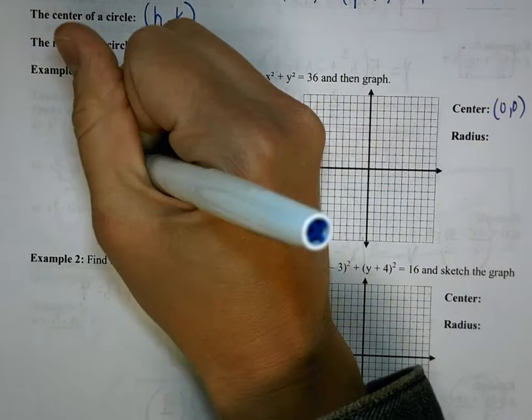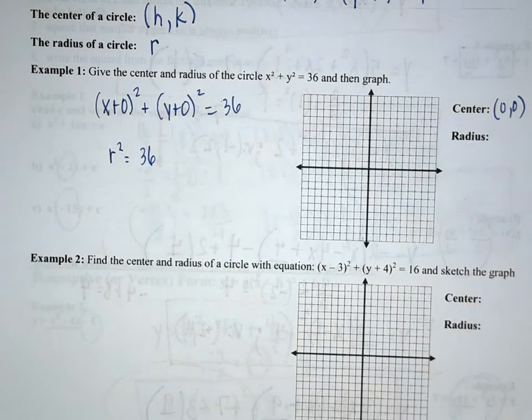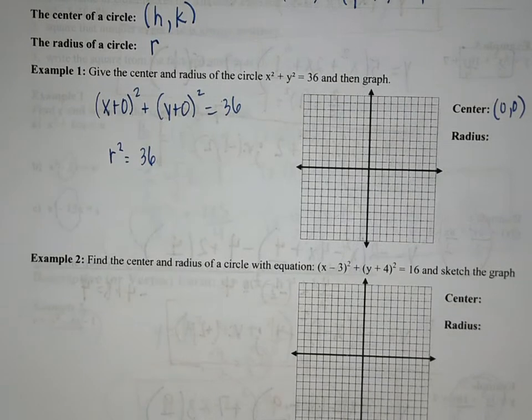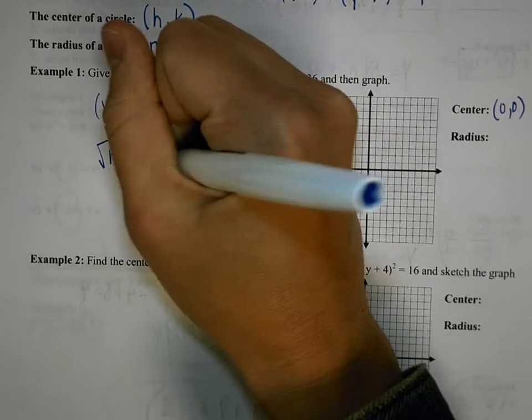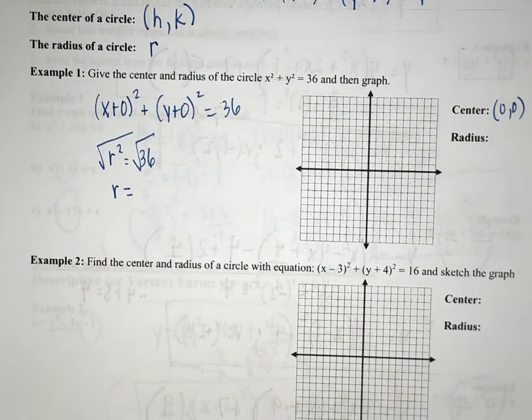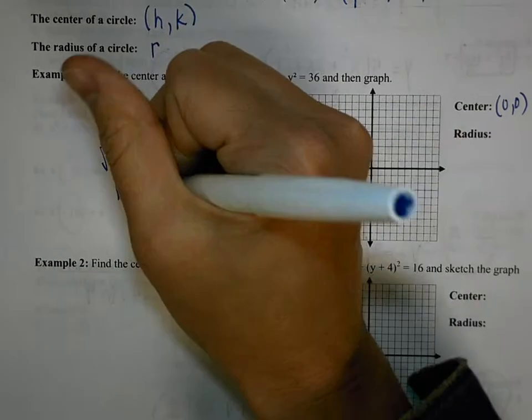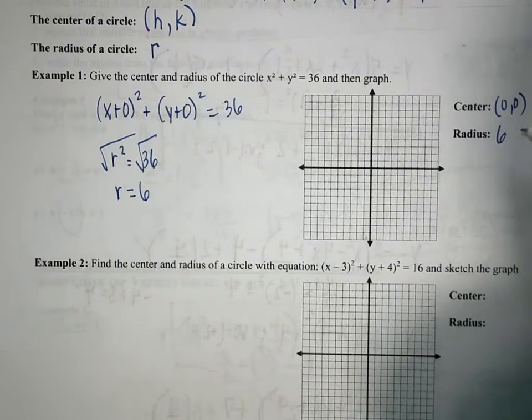Now, my radius, we know that this end number is actually r squared. So I'm going to write an equation. R squared equals 36, and I need to solve for just r. How do I find the answer for just r? We're going to square root both sides. Do you think I'm going to have a negative value for my radius? No, never. So the square root of 36 is going to be 6. So my r is 6.